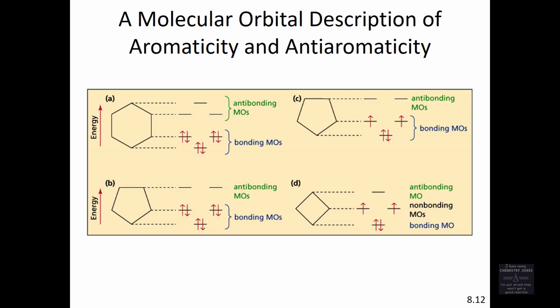If we have benzene, how many pi electrons in benzene? 6. 2, 4, 6, like that. Fill up your 6 pi electrons and you get all electrons in bonding orbitals, and it's full bonding orbitals. That's great news. That's an aromatic compound.